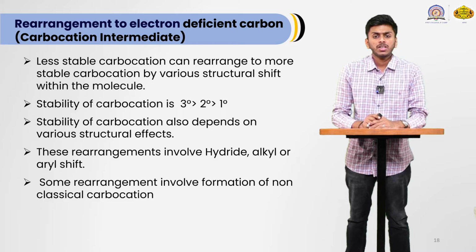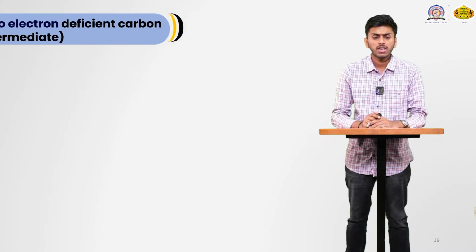Rearrangement to electron deficient carbon, that is, involving carbocation as an intermediate. A less stable carbocation can rearrange to a more stable carbocation by various structural shifts within the molecule. Stability of carbocation is tertiary greater than secondary greater than primary. Stability of carbocation also depends on various structural effects. These rearrangements involve hydride, alkyl or aryl shift. Some rearrangements involve formation of non-classical carbocation.